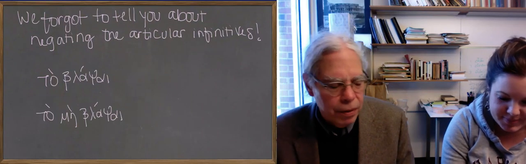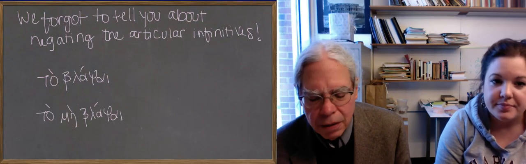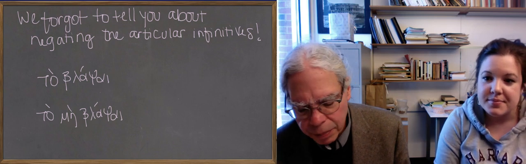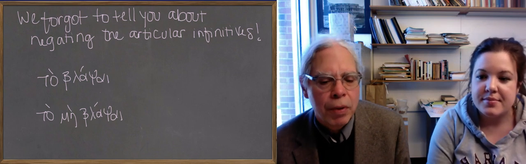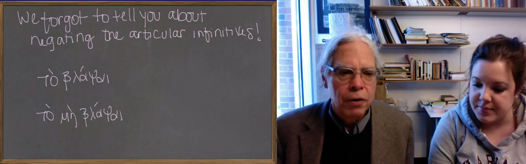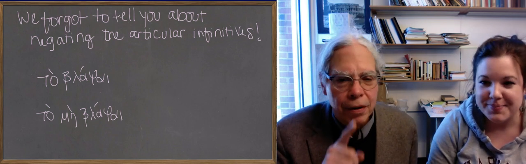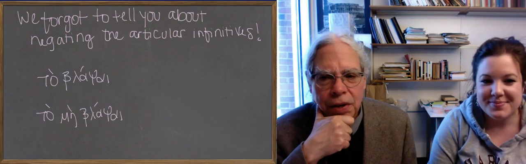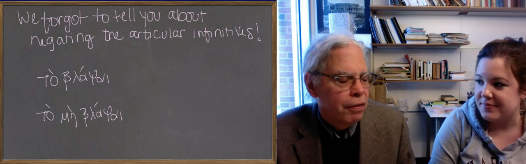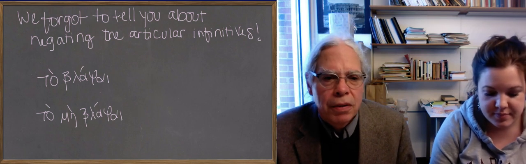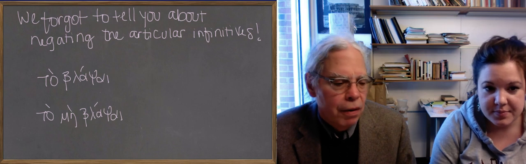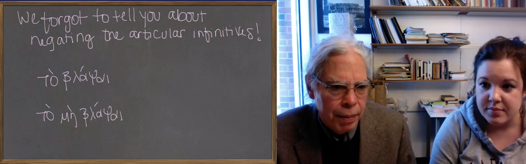Well, we're talking about the vocabulary in Unit 5 on page 129 in Hansen and Quinn. Let's take a look at the verbs first. Oh, but before we do that, there's something we forgot in our video about the articular infinitive, about the gerund. We forgot to tell you how to negate them. And the negative of a gerund is not ou but mē.